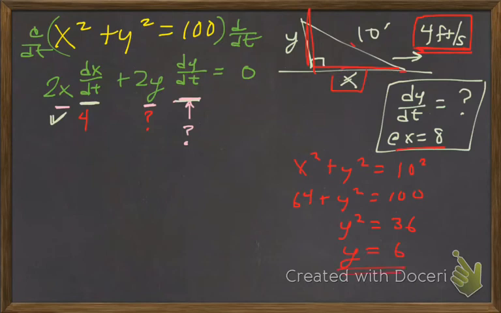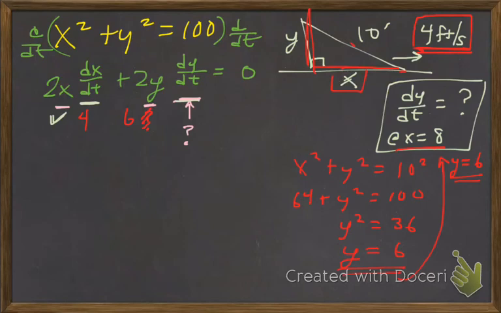Technically plus or minus 6, but this is a real-world scenario. We have a positive height here. So the problem told us that x was equal to 8, but what they implicitly told us is that y was also equal to 6 because of the Pythagorean Theorem. So really, we do know what y is. Y is equal to 6.